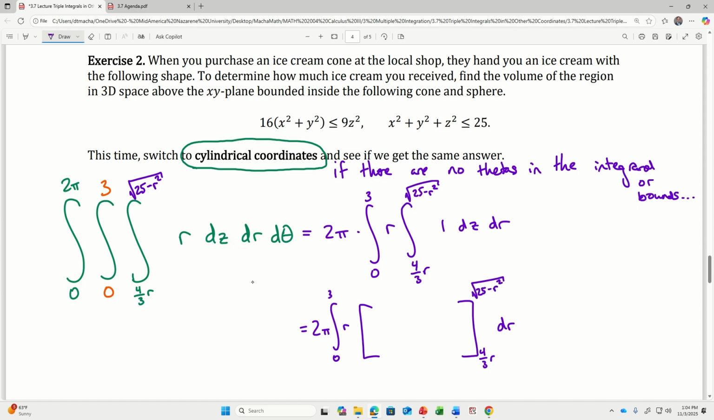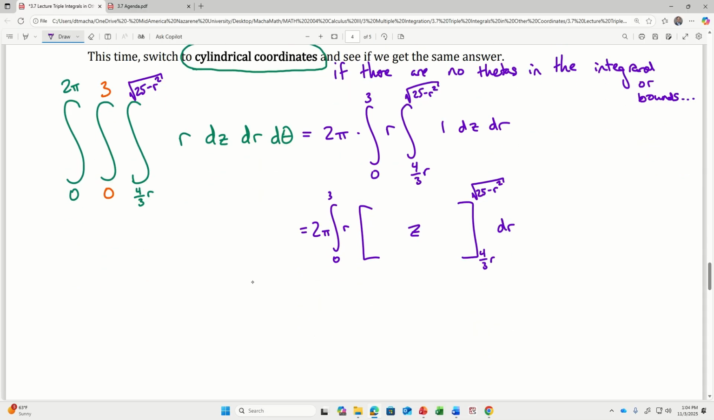What's the antiderivative of 1 with respect to z? Z. So this is going to be r times the square root of 25 minus r squared minus 4/3 r squared dr.